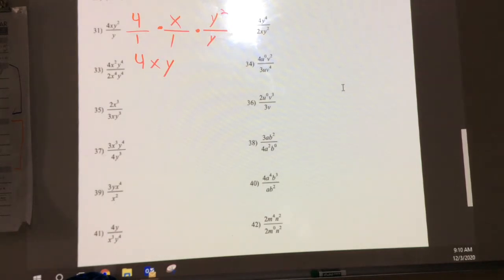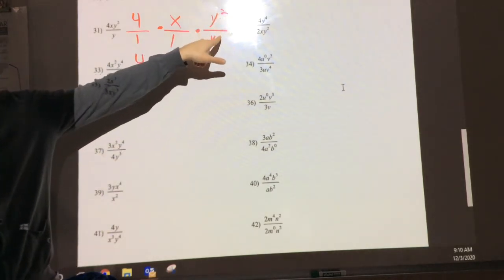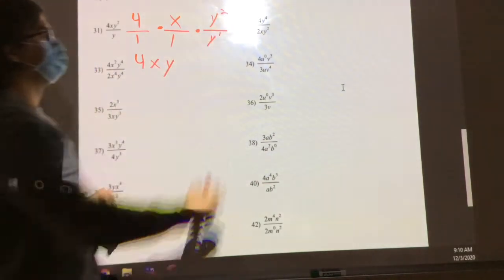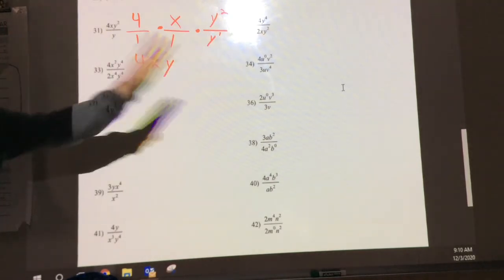Yes, Connor? Wouldn't you put it all over y? Why would we put it over y? Because the denominator is 1. So that's what we're doing over here. We're doing 2 minus 1, because there's 1y right here. And 2 minus 1 just gives me 1y. We always put our values up top. And since it's not a negative, we can just leave it alone.